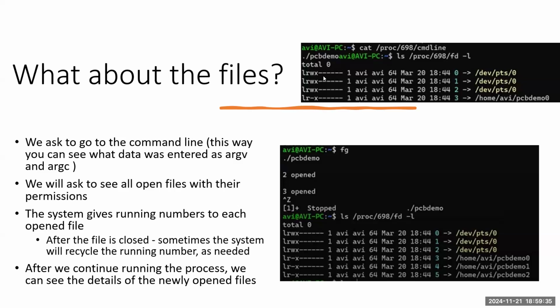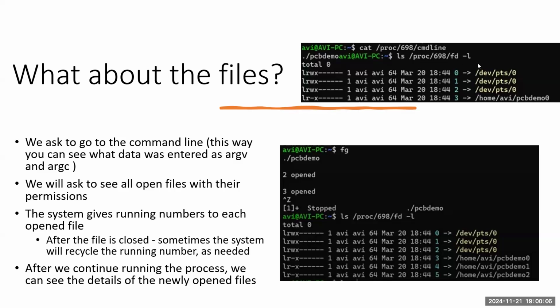Here, actually, we're still in virtual memory. Just look what I do. First I do the cat command line, and we see the command line was just this PCB demo. Fine, not really that important. Then we do ls on the FD directory. We're still in the virtual file system, and we're doing the ls -l command. The -l is over here for some reason.